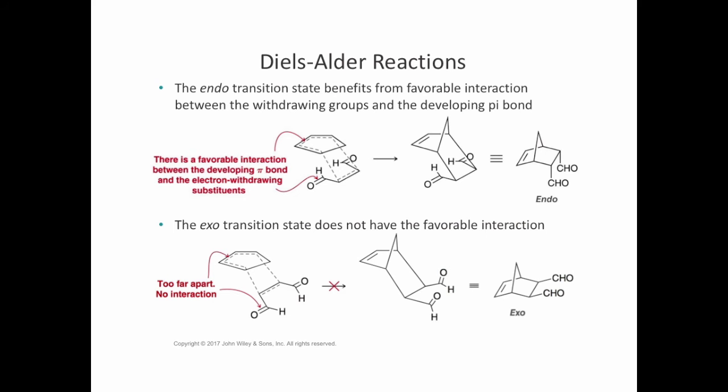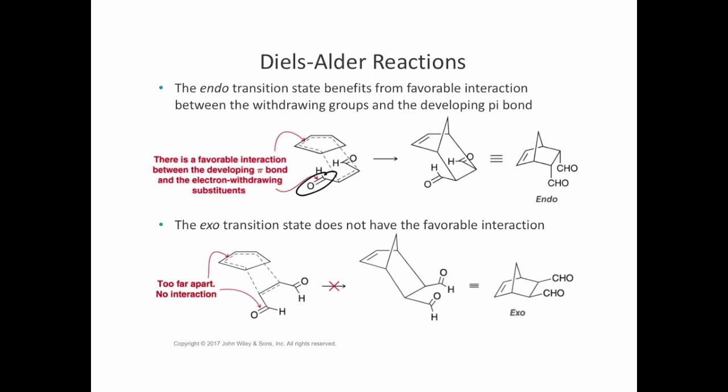The reason for this has to do with favorable orbital interactions in the transition state. If you have a diene and a dienophile reacting such that the electron withdrawing group is tucked under the diene, it can actually interact with the developing pi bond, and that is favorable, and that leads to the endo product.